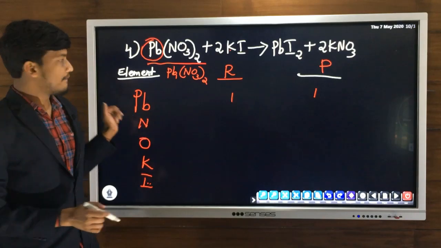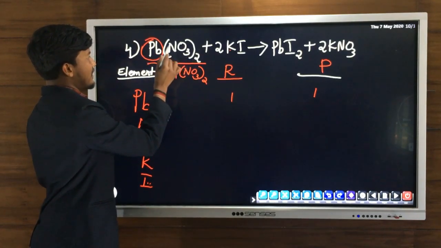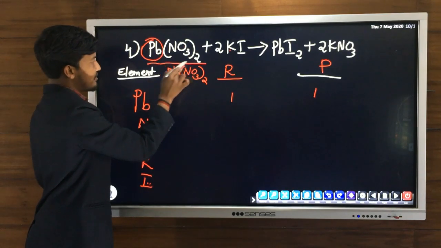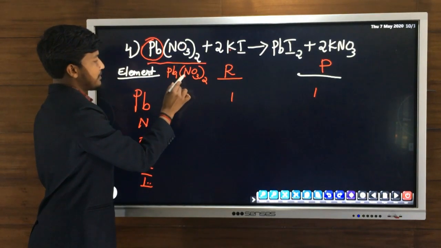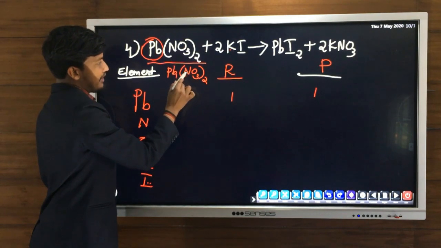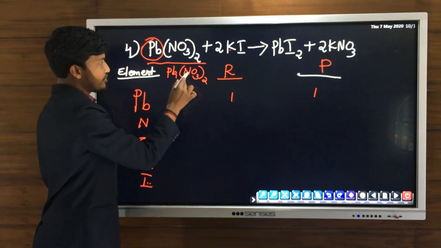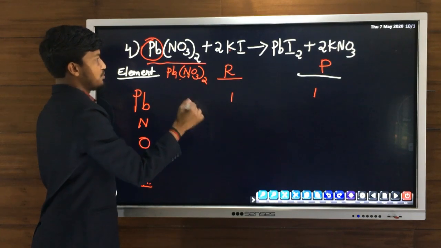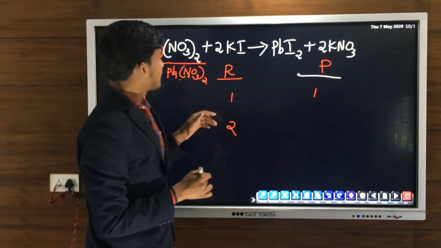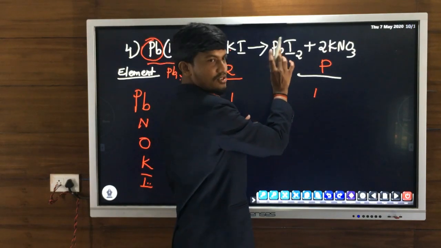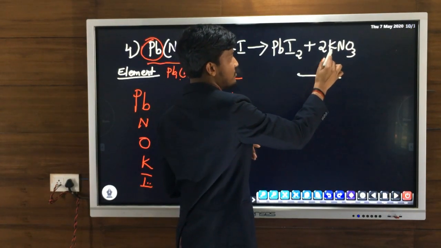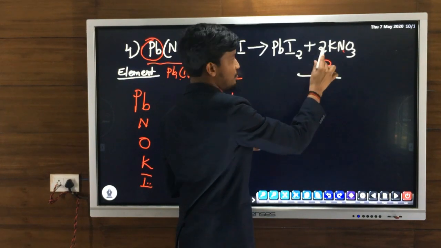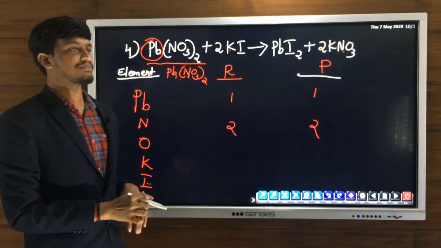Now N, nitrogen. In the first reactant there is nitrogen, in the second one no nitrogen. So we consider only the first one, Pb(NO3)2. N is inside the bracket, so when you count the number of N, we have to consider the outside number also. NO3 is N1O3, that is 1 into 2 because N is inside the bracket, so 2 nitrogen atoms. On the right side, there is no nitrogen in the first product. In the second product there is nitrogen: 2 into 1, 2 nitrogen atoms.